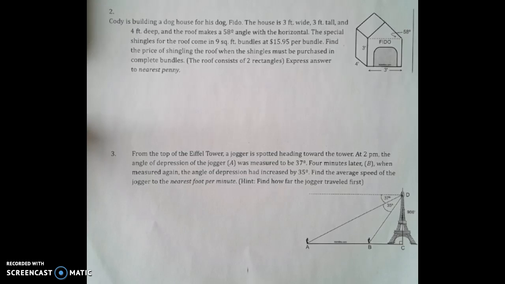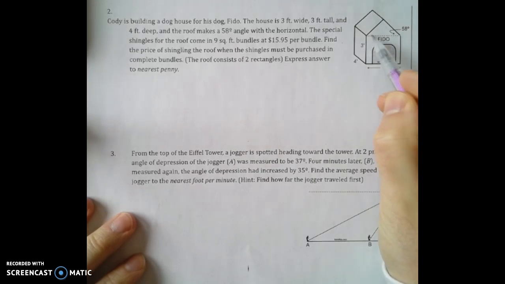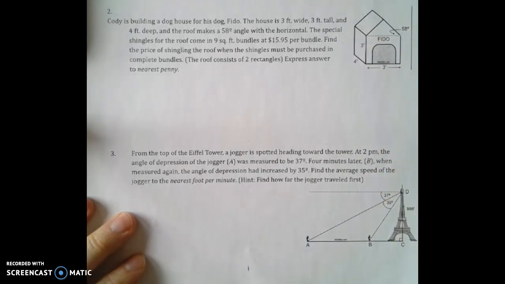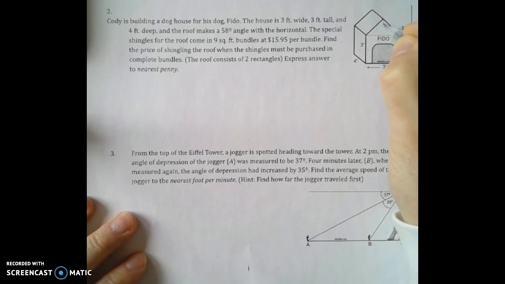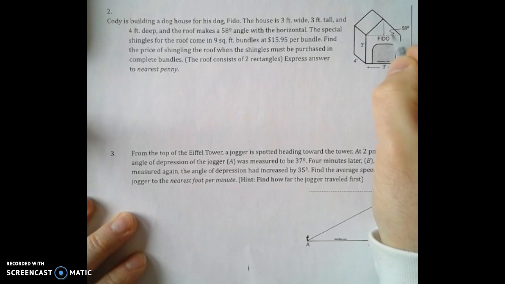Okay, so we know right here that this is a 58-degree angle, and we were told that it's 3 feet wide. What we're going to want to do is figure out the length of this side, which is also going to be the length of this side found right here. To help me do that, I see I've got a triangle here, and I'm going to draw an altitude. That's going to drop straight down, and this altitude is going to split this 3-foot segment in half. So from here to here is 1.5 feet.